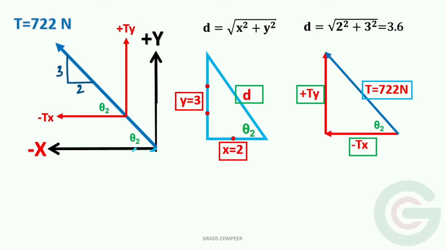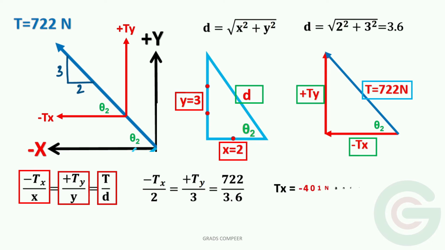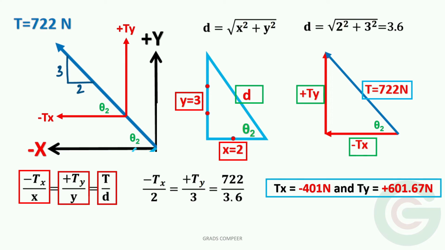Now the distance components and force components will be in proportion, and that proportion is represented as a ratio: force component Tx by distance component x equal to force component Ty by distance component y equal to force divided by distance. Substituting x equal to 2, y equal to 3, T is equal to 722 and D equal to 3.6, and solving this equation, we get Tx equal to 401 Newton and Ty equal to 601 Newton. These magnitudes are slightly greater than the magnitudes that we got by the previous method, just by 1 Newton, but that is okay. Now let us solve the second part of the question.